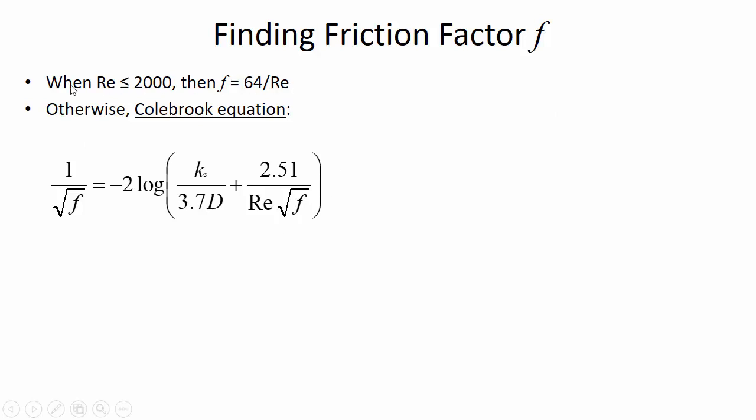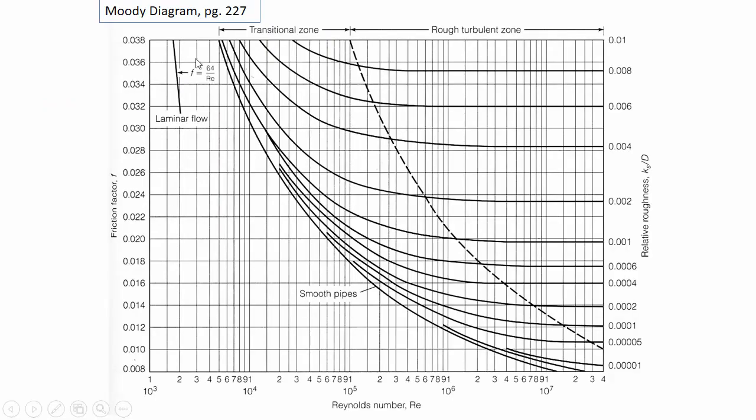Now, under these limited circumstances of laminar flow, determining the F value is really easy. Remember this section of the Moody diagram where the laminar flow F is 64 divided by the Reynolds number.